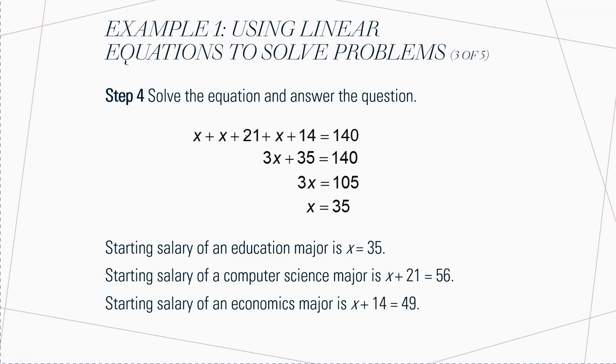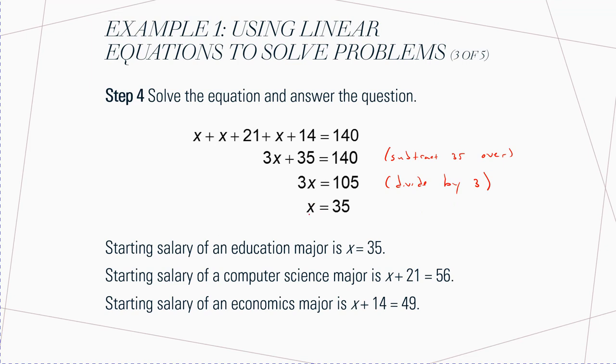So you're just going to solve this. You're going to combine like terms, right? x plus x gets you 3x. 21 and 14 get me 35. So what you're going to do is subtract 35 over, right? So 140 minus 35 is 105. Then you're going to have 3x is equal to 105. Then you're going to divide by 3. And you're left with x is equal to 35.